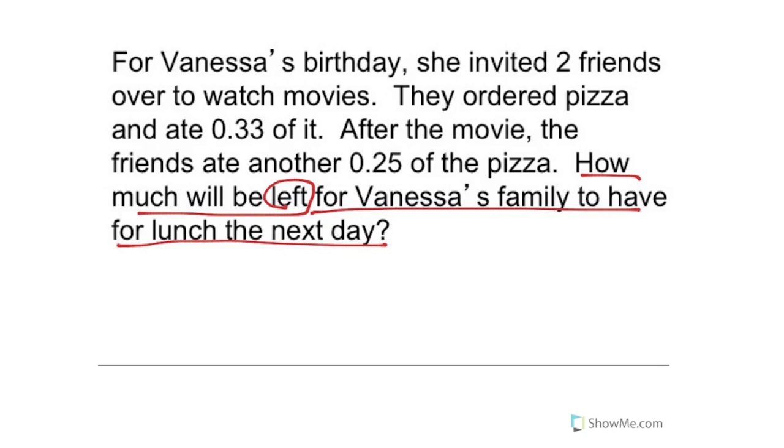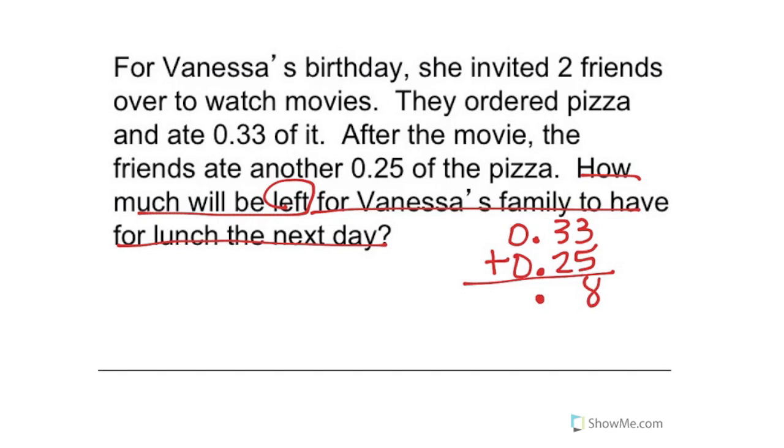Okay, so the question, how much will be left for Vanessa's family to have for lunch the next day? Well, first I need to find out how much they ate. I know that during the movie, they ate 3,300ths of the pizza. After the movie, they ate another 2,500ths. Now notice, guys, I'm lining up my dot. Okay, that is going to be 8, 5, and 0.